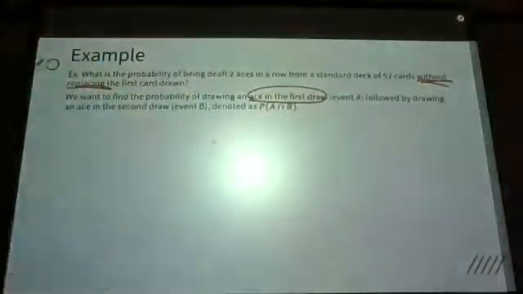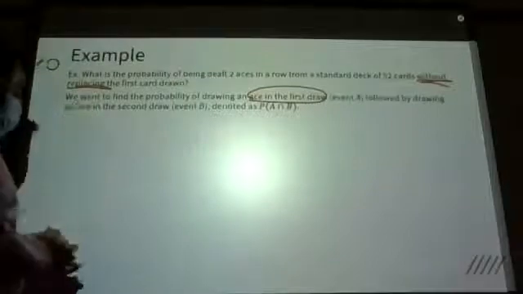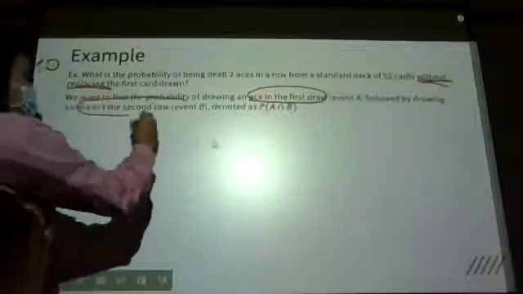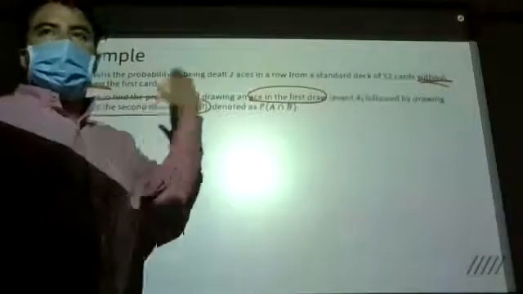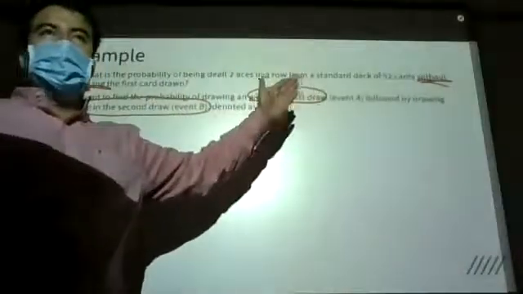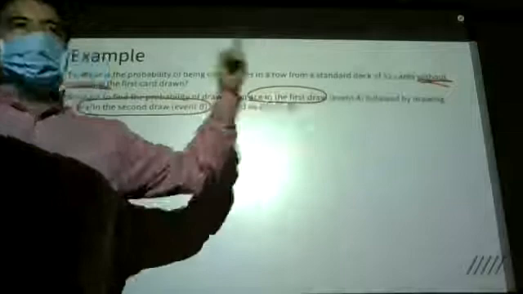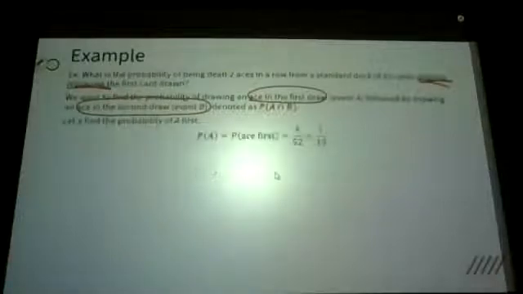So event A is ace in the first card, and event B is ace in the second card. Right? So all I want to know now is basically how am I going to use those two ideas of event A, event B to help me find the probability of A and B. So what does the formula say? The formula says that to find the probability of A and B, I just need to find the probability of B given A multiplied by the probability of A, right?